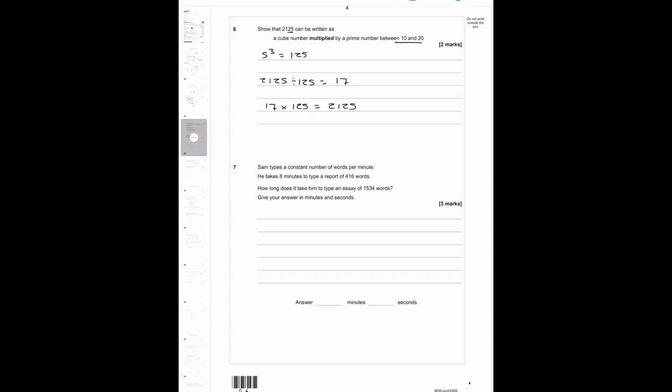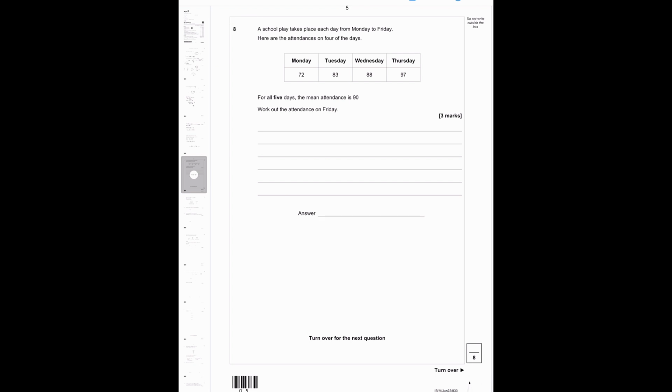Question 7 says that Sam types a constant number of words per minute. He takes 8 minutes to type a report of 416 words. How long does it take him to type an essay of 1534 words? Let's work out how many words he does in a minute. So 416 divided by 8 gives us 52. This means he types 52 words per minute. Let's divide 1534 by 52. This gives us 29.5, which means it takes 29 minutes and half a minute, which is 30 seconds.